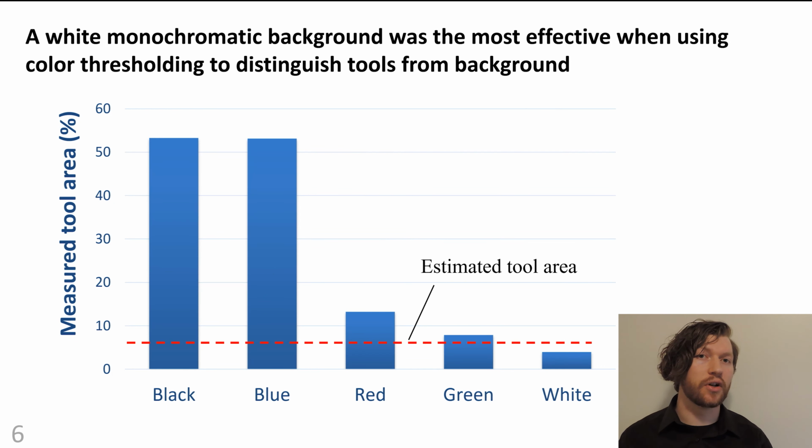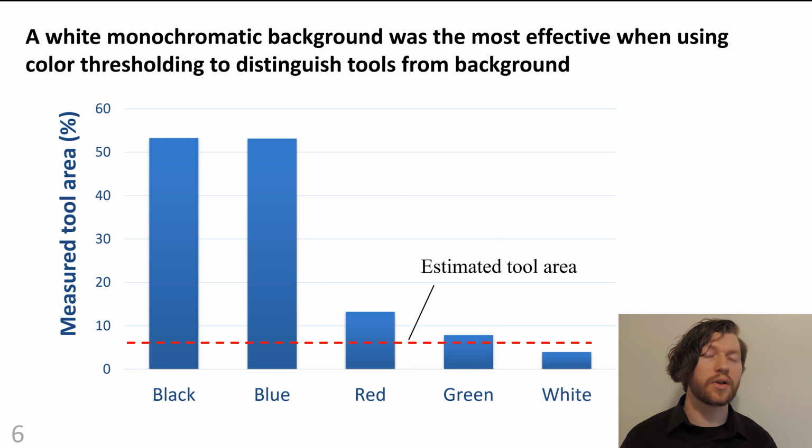The measured percentage of the image which was detected as tools was plotted in this bar chart for each color. The estimated correct tool area, which was determined using a manual pixel count in Photoshop, was less than 7% and is indicated by the dashed red line. The white background was the only color to have a measured tool area that was lower than 7%.